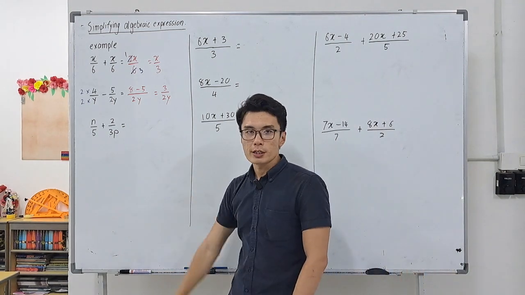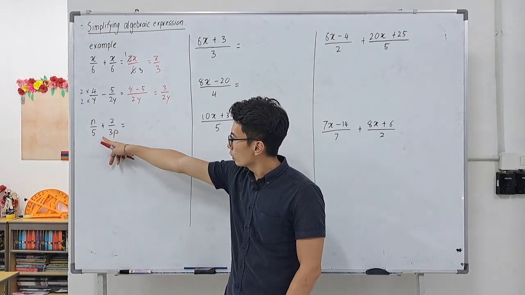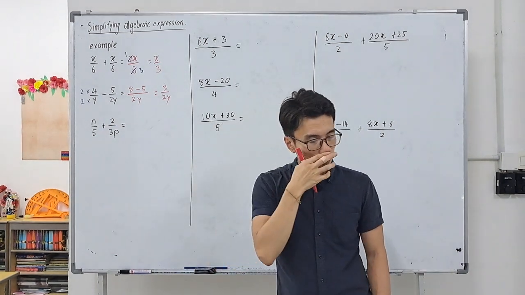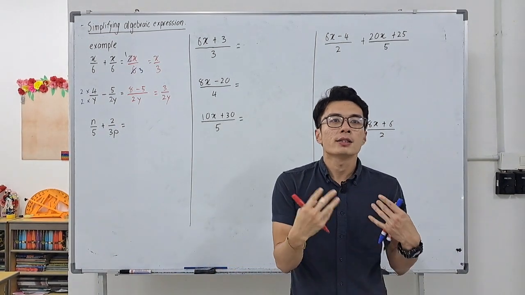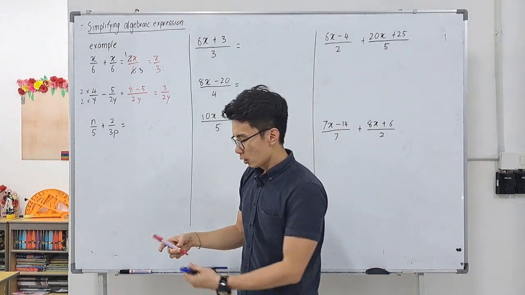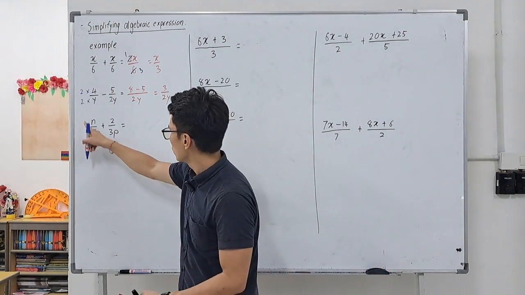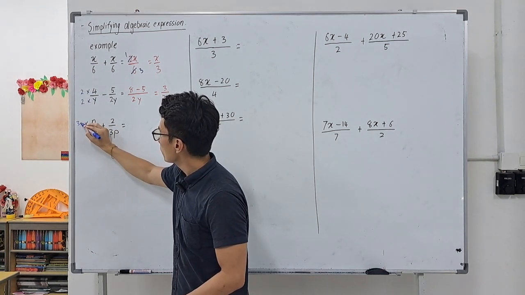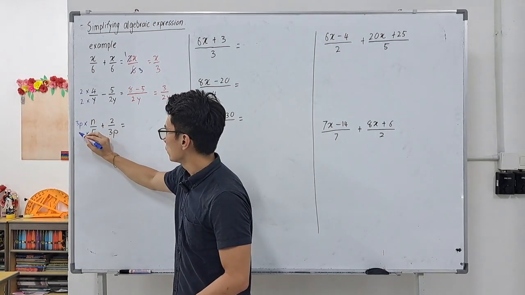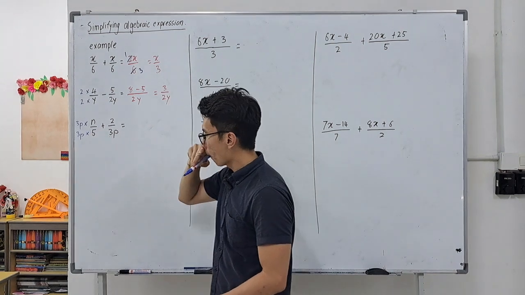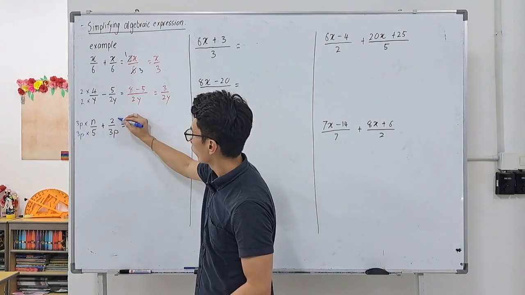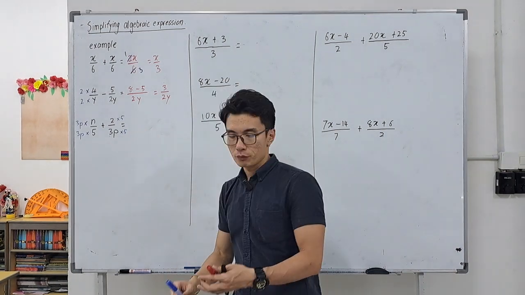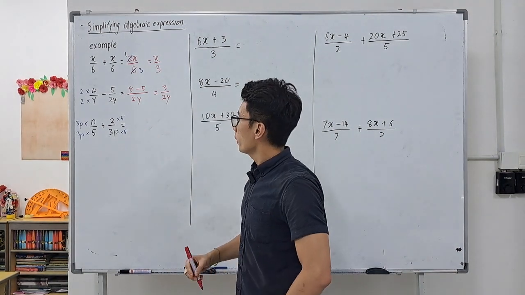So let's continue with this again. Okay? If you notice, this is an addition, but my denominator is different. So what can I do? I can make the denominator the same first. So for this fraction, I'm going to multiply it with 3p, and I should do the same for my denominator. Whereas for this side of the fraction, I will multiply this with 5 and 5 as well. Okay? And then I'm going to multiply now.